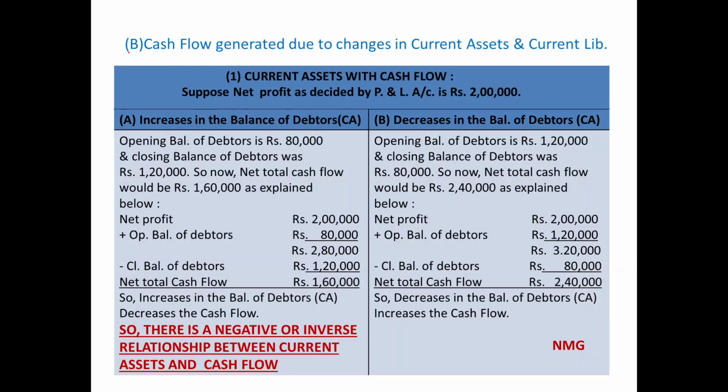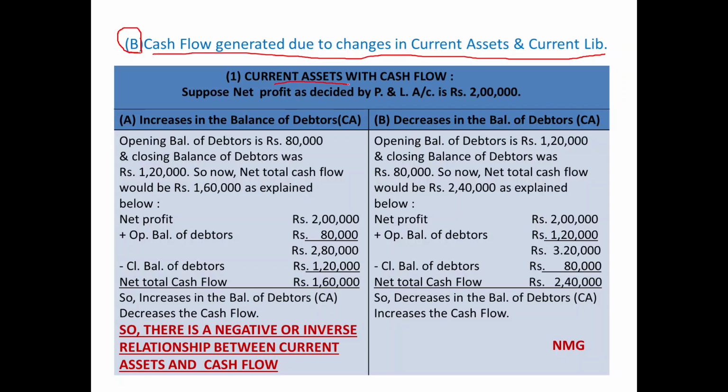Title B. Under the first title, cash flow from operating activities, we completed number 1A. We converted net profit into cash profit from business operation. Now we are going to report the second item, the second heading, changes in current assets and current liabilities under the first title. So cash flow generated due to changes in current assets and current liabilities.